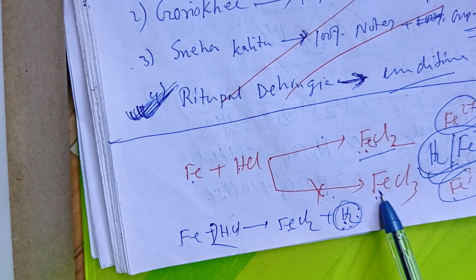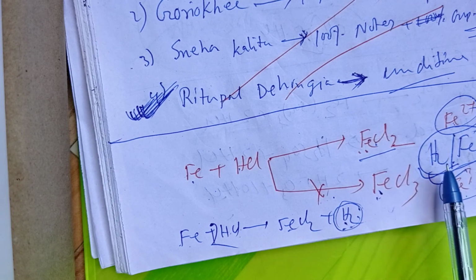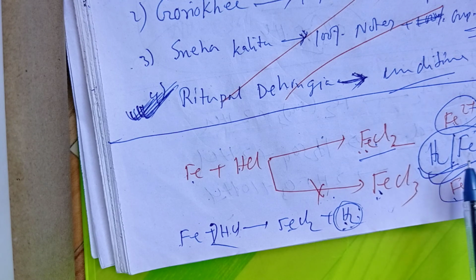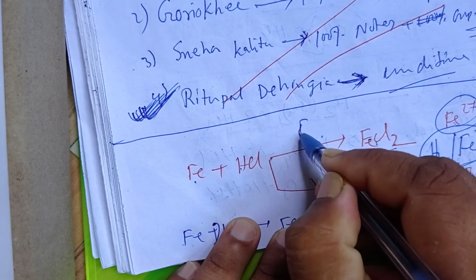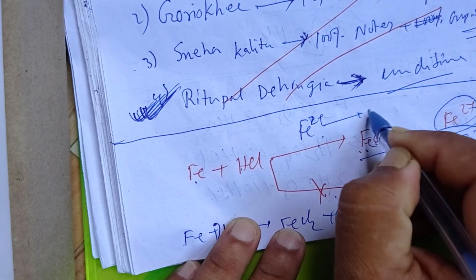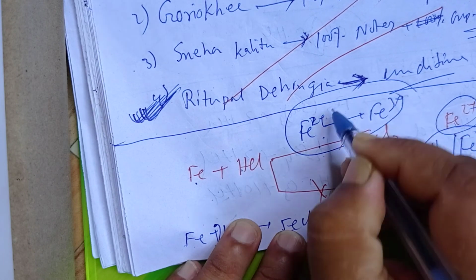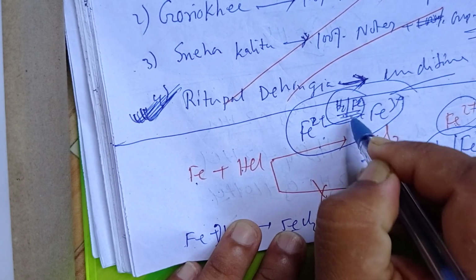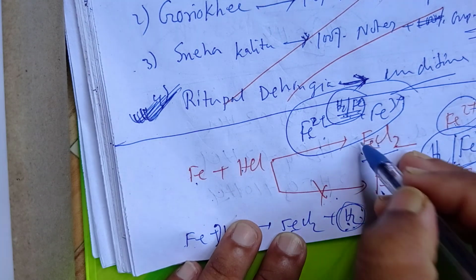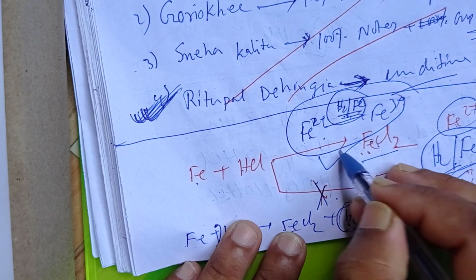Hydrogen in presence of iron is a reducing agent, which can prevent the oxidation of Fe2 plus to Fe3 plus. Because of this, it is not converted to Fe3 plus, it remains Fe2 plus.